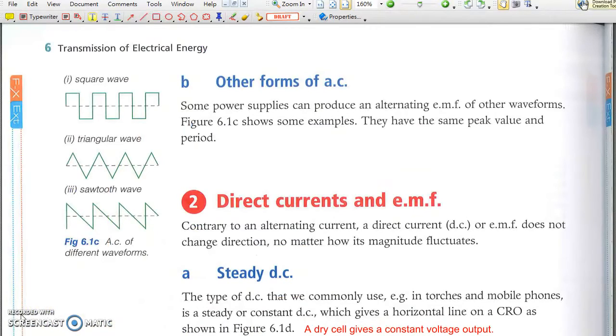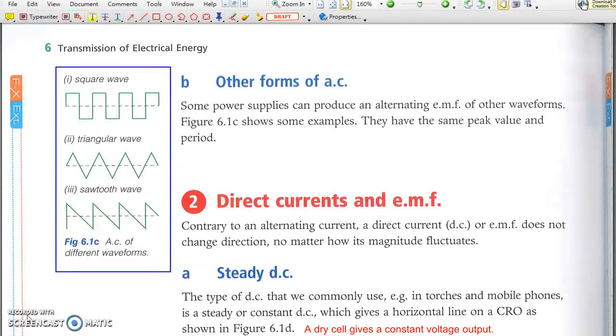B. Other forms of AC. There are also square wave, triangular wave, and sawtooth wave available from some low-tension power supplies. In short, an AC has a current that alternates in different directions.